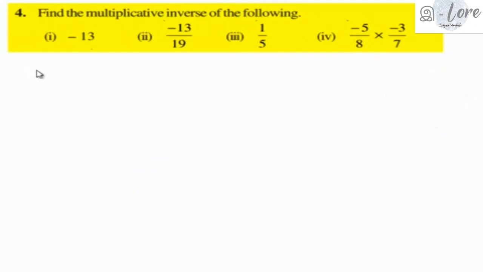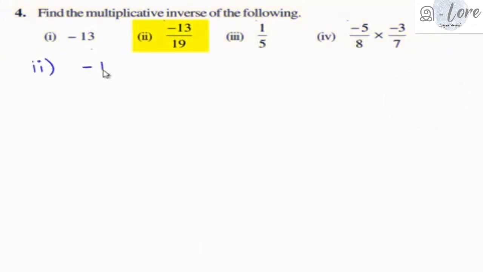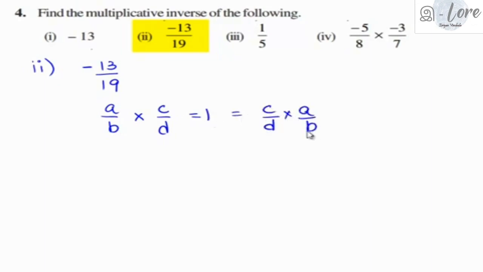Find the multiplicative inverse of the following numbers. Minus 13 by 19. We need to find the multiplicative inverse of minus 13 by 19. For every non-zero rational number a by b, there exists another non-zero rational number c by d, such that a by b into c by d is equal to 1, which is equal to c by d into a by b. So here c by d is the multiplicative inverse of a by b. Similarly, a by b is the multiplicative inverse of c by d.